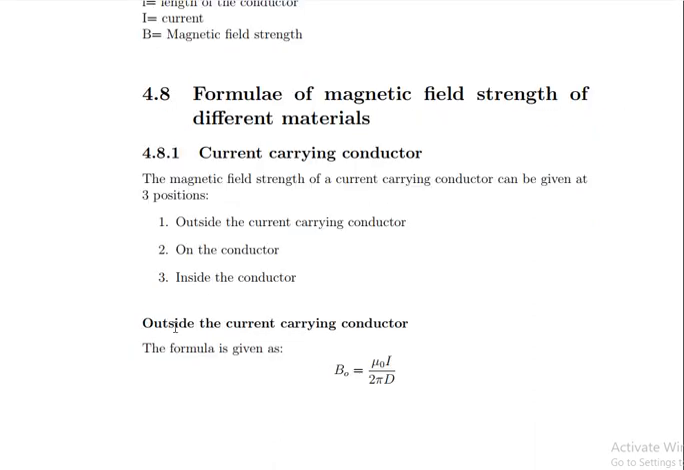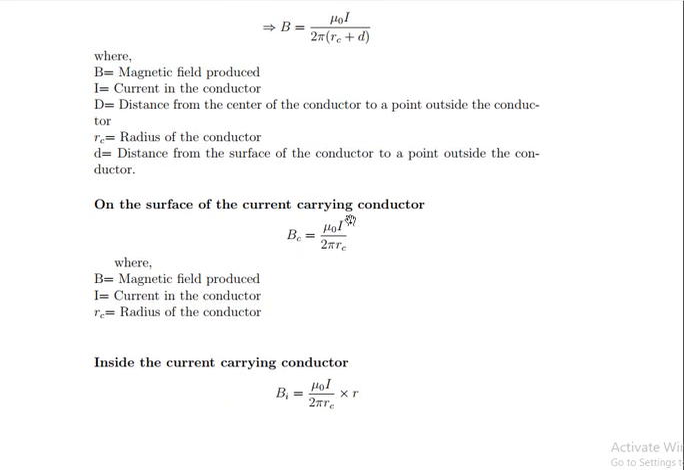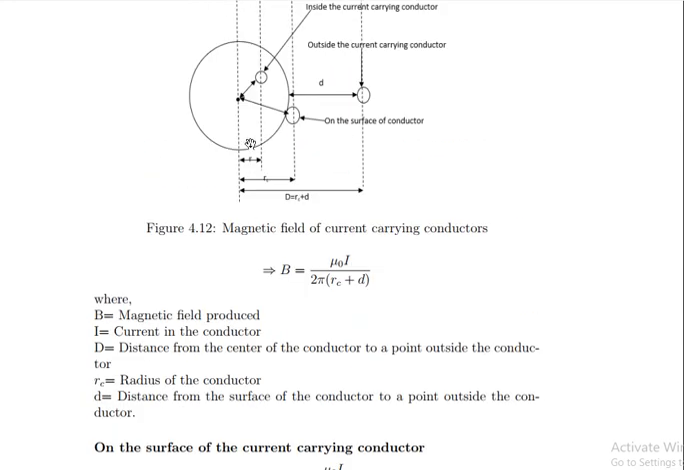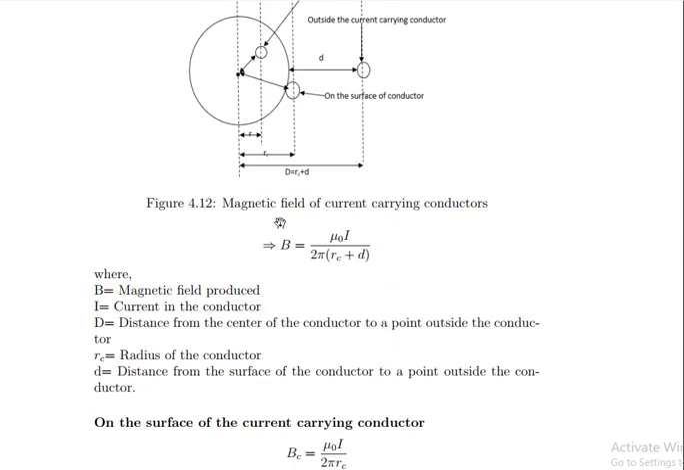So here, outside the current carrying conductor, the formula is given as B outside equals mu 0 I over 2 pi d, where d is the distance, here RC, which is the radius of the conductor, plus the distance from the surface here. So B is equal to mu 0 I over 2 pi (RC plus d). Now on the surface of the current carrying conductor, we have B on the surface. BC is equal to mu 0 I over 2 pi RC. So RC is the distance from the center to the surface. So from the center to the surface is RC.